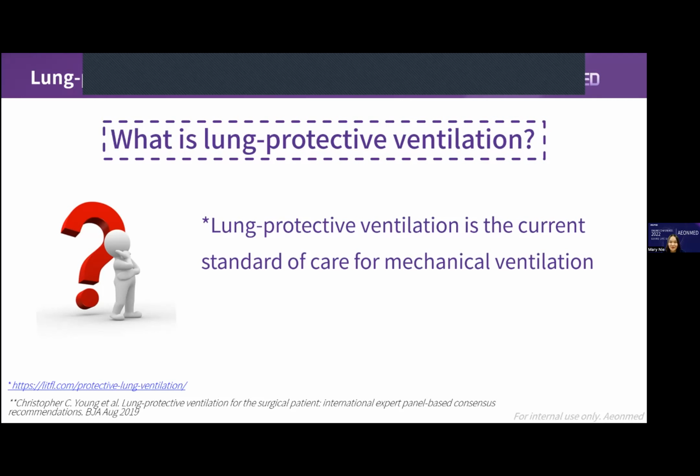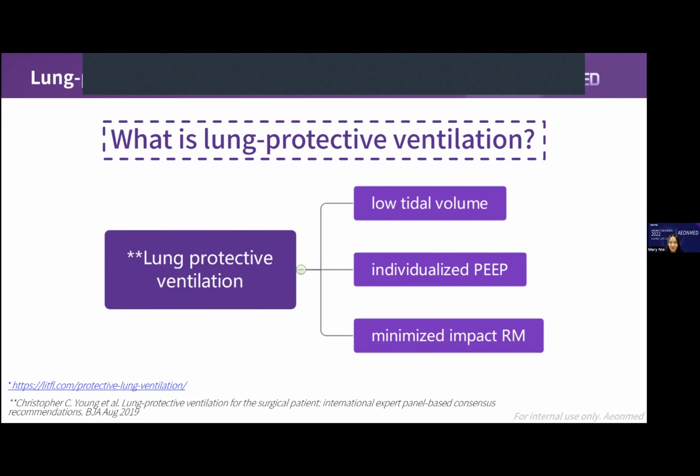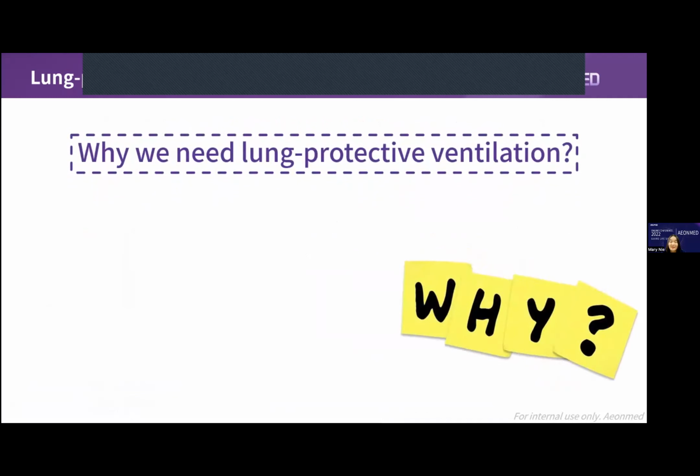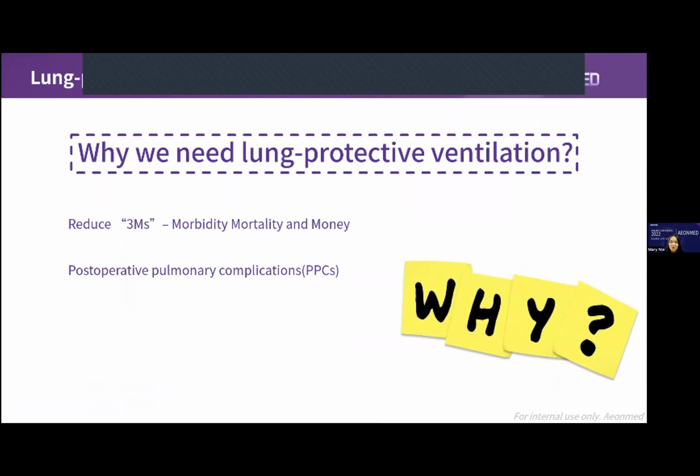At least we need to have low tidal volume, individualized PIP, and minimize impact recruitment maneuver. And why we need it, and I think that's why we're here today, right? At least we need to reduce the 3Ms, morbidity, mortality, M&M in our hospitals, in our ORs. It's always a topic that we need to take into consideration. And also to reduce the money 3Ms. This one is not only talking about the hospitals or anesthesiologists.